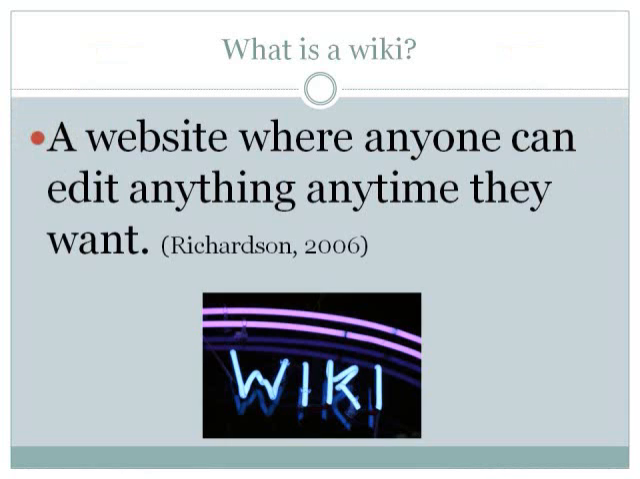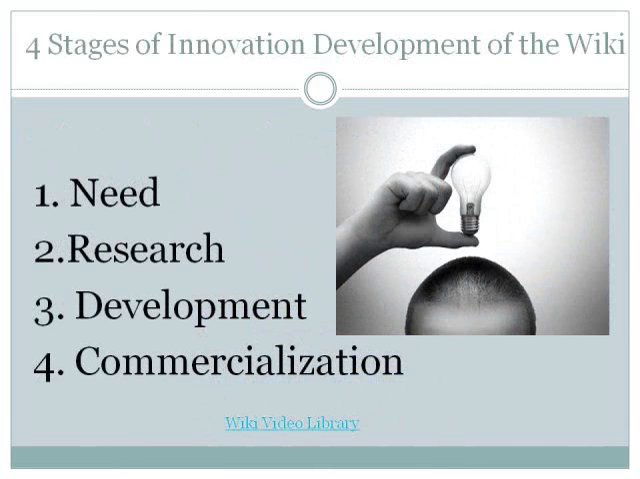What is a wiki? A wiki is a website where anyone can edit anything anytime they want. To diffuse and integrate a new technology in education, there are 4 stages of innovation development. 1. Need. 2. Research. 3. Development. 4. Commercialization. I will be explaining each of these in more depth in the next few slides.